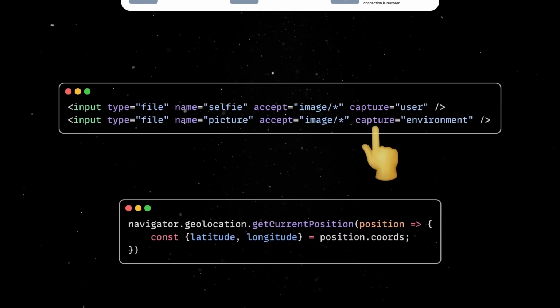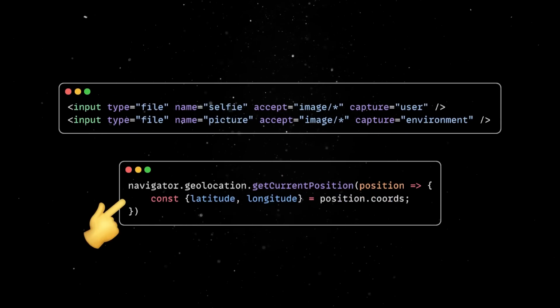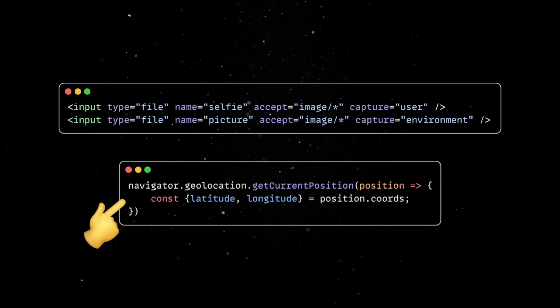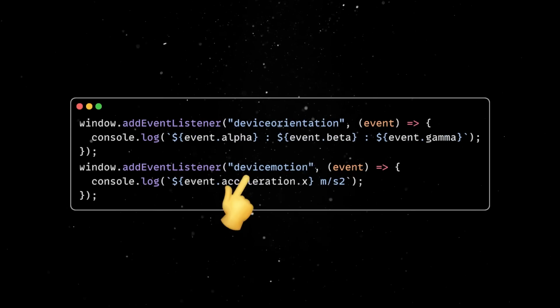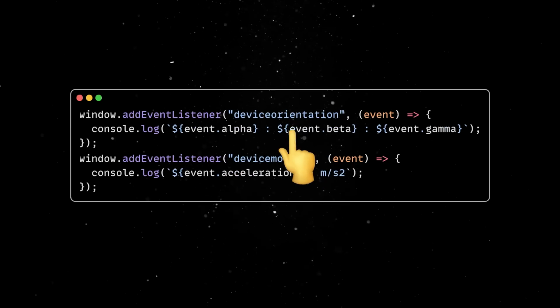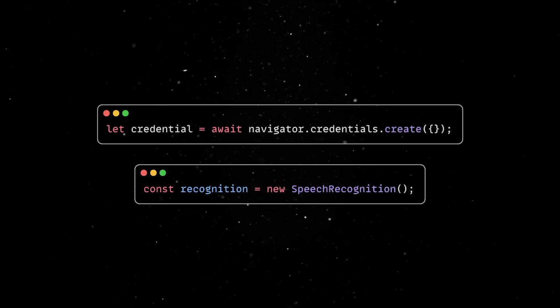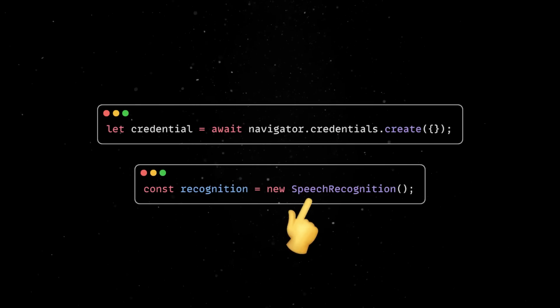While features like media capture or geolocation are fairly common on the web these days, you'll be surprised to find out that your plain old web browser has access to the device native position and orientation and can also handle quite complex tasks such as passwordless authentication or speech recognition.